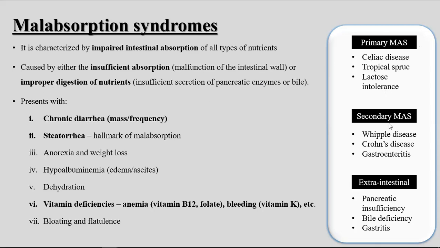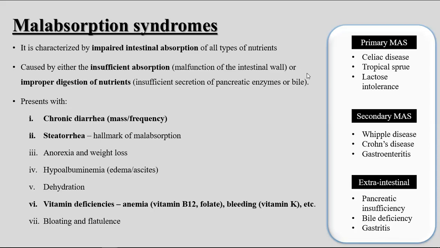Then you have secondary MAS, which is when you have some kind of underlying infection or disease which is causing malabsorption. So you have Whipple's disease, which is an infectious cause, Crohn's disease, which is idiopathic inflammation, IBD, or any kind of gastroenteritis, which is just damaging the intestinal wall. Or then you have the extraintestinal one, which is what I said, there's an insufficient secretion of enzymes, which can be an exocrine pancreatic insufficiency, bile deficiency, or stomach inflammation like gastritis.